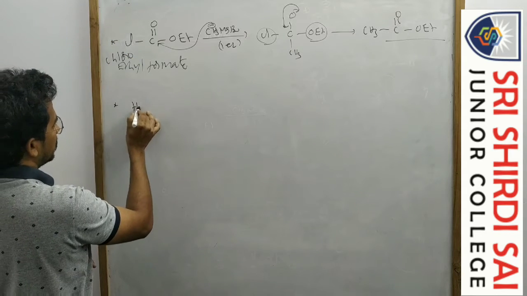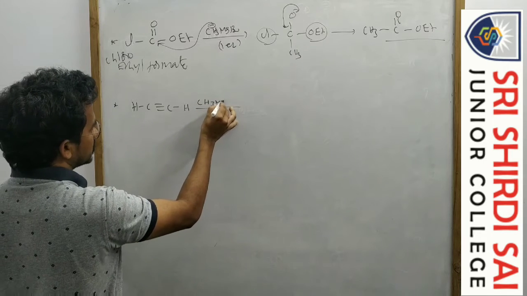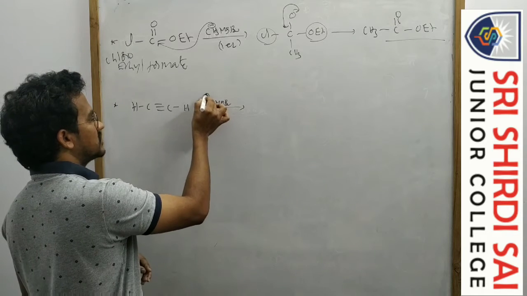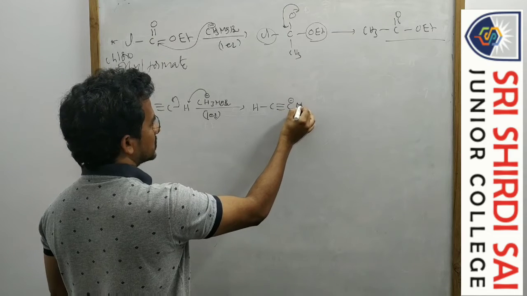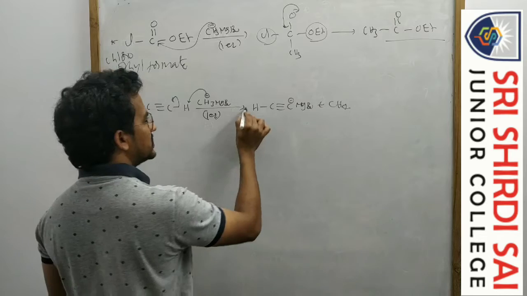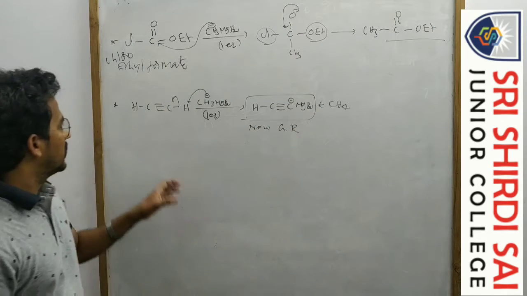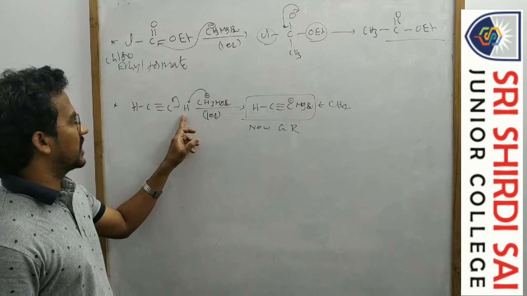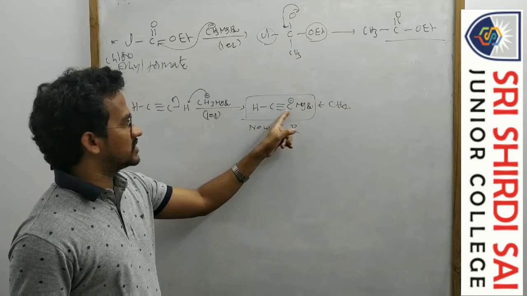And next, for example, acetylene. I am treating acetylene with methyl magnesium bromide, taking one equivalent. So CH3 minus removes the H plus. Here we get HC triple bond C minus MgBr plus CH4. That means it is a new Grignard reagent. We start with methyl magnesium bromide, but by an acid-base reaction, this is the acidic hydrogen, CH3 minus removes the H plus, so we get CH4 and HC triple bond C minus MgBr, another Grignard reagent.